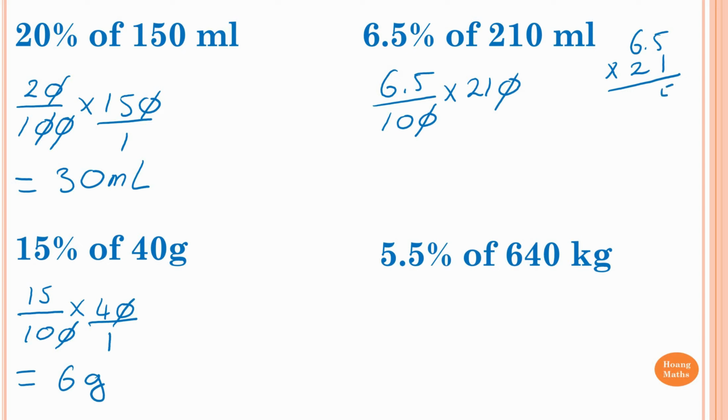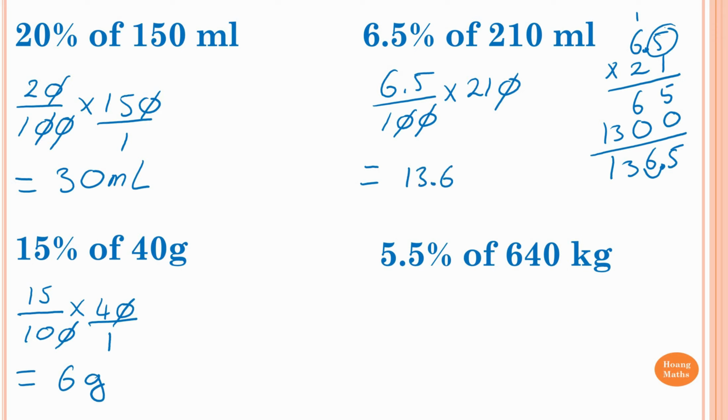So 1 times 5 is 5. 1 times 6 is 6. We have the 0 here. 2 times 5 is 10. So we write 0 down, carry 1. 2 times 6 is 12, add 1 is 13. So write it down: 1365. But don't forget, you have one number after the decimal point. So we just put a decimal point here. And then don't forget to divide by 10. This 10 here, I cancel this 10. So I just move 1, which is 13.65. But do not forget the unit, which is milliliters.